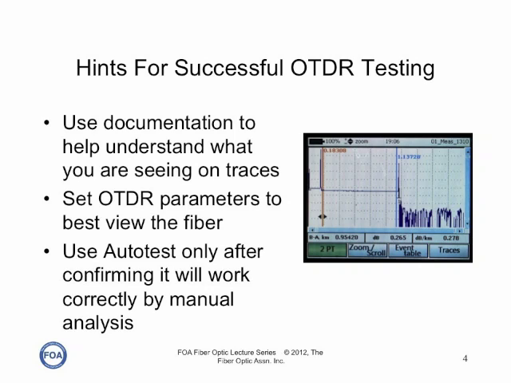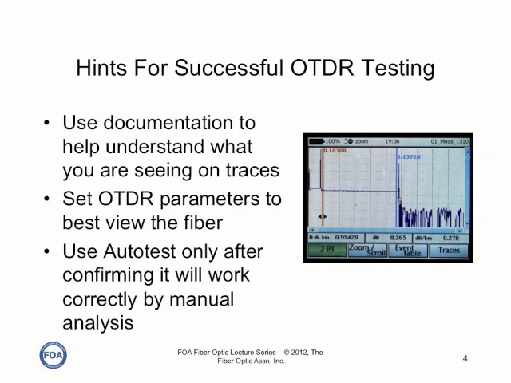One of the most helpful things to have when you're trying to test a cable plant with an OTDR is to have documentation on the cable plant. That documentation should tell you how long the cable plant is and where to expect events like splices and connectors. It will help you set the OTDR parameters to best view the fiber.